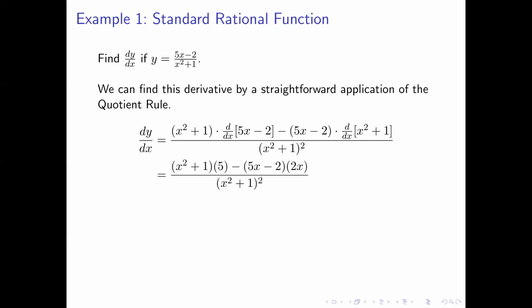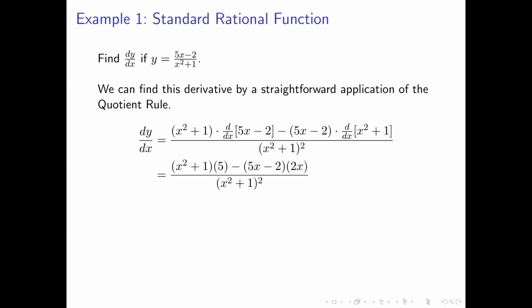The next step is to find the two derivatives in the numerator. These are both fairly straightforward. The first function there, 5x minus 2, is a linear function, so its derivative is its slope, 5. And the second function, x squared plus 1, is a polynomial function, and we can find the derivative of that by using the product rule, the power rule, the sum rule, and the constant rule for 1. And it ends up being 2x.